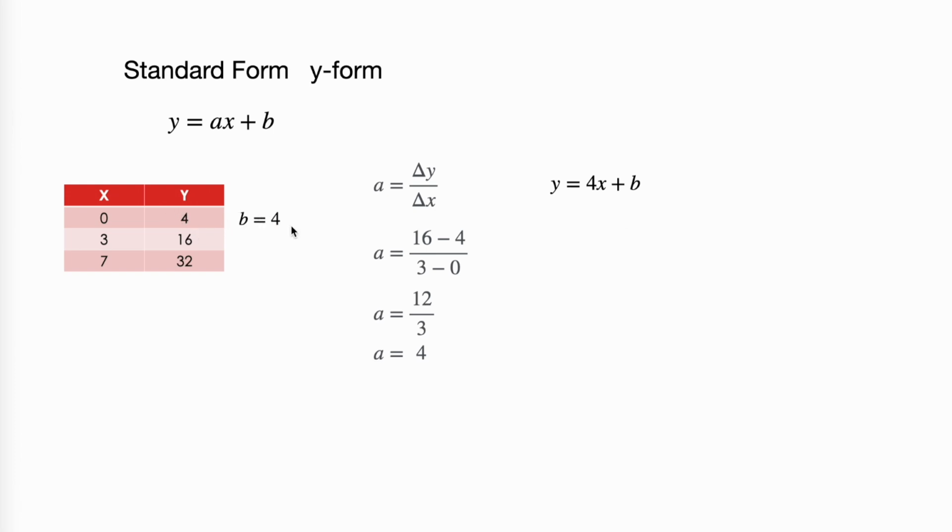Pretend we didn't know that the b was 4. We could use one of these points. Doesn't matter which one you use. I'm going to use 3 and 16. I'm going to replace the x with 3 and the y with 16. That gives us 16 is equal to 4 times 3 plus b. So that's 12 plus b. And then I'm going to subtract 12 from both sides. And that's going to give me 4 is equal to b, or b is equal to 4, just like I have here. The equation becomes y is equal to 4x, that's the slope, the a is 4, and the b happens to be 4 as well.